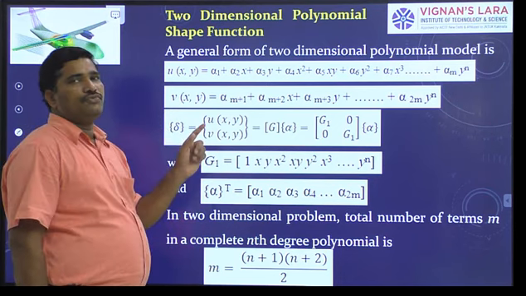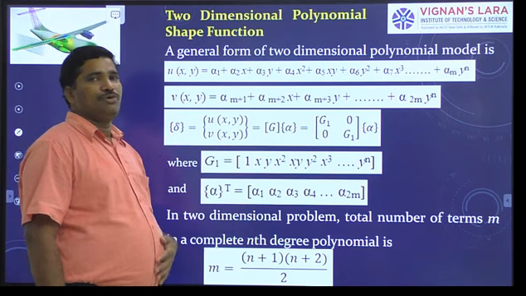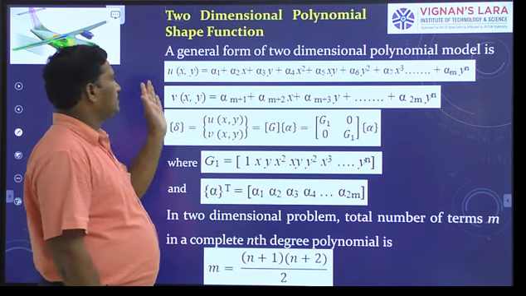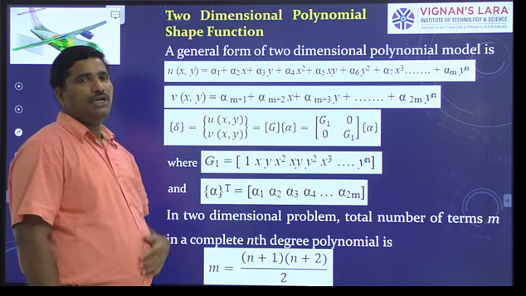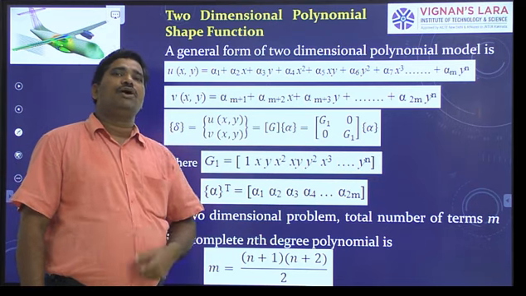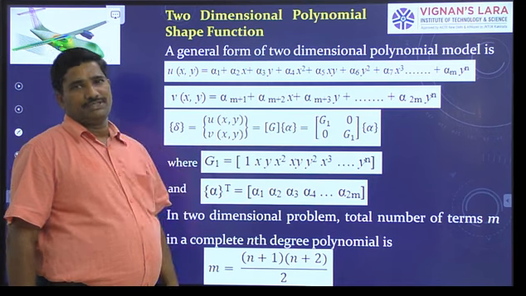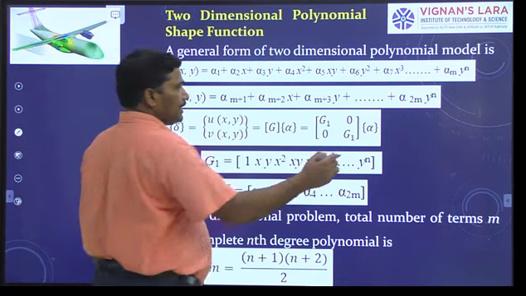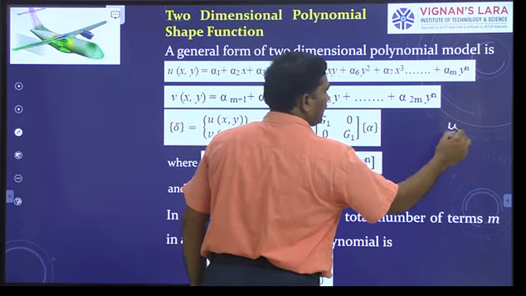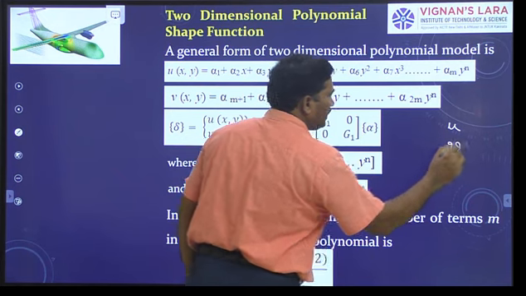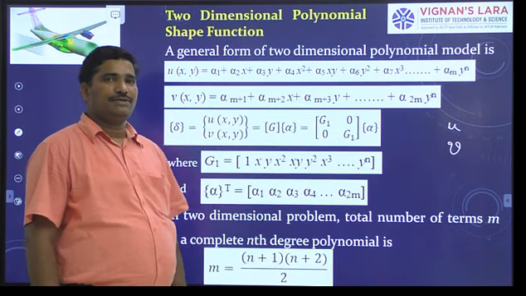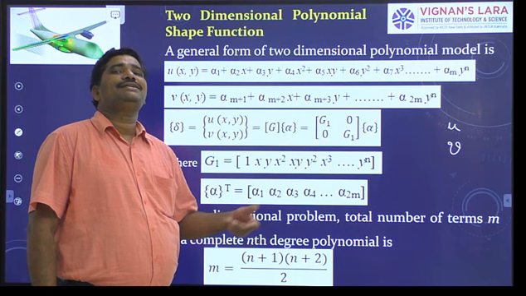A general form of two-dimensional polynomial model is, see here carefully. For two-dimensional problems involving elasticity, we observe 2 displacements. They are, say, u and v. I say u is one displacement and v is another displacement. They are the rectangular displacements.